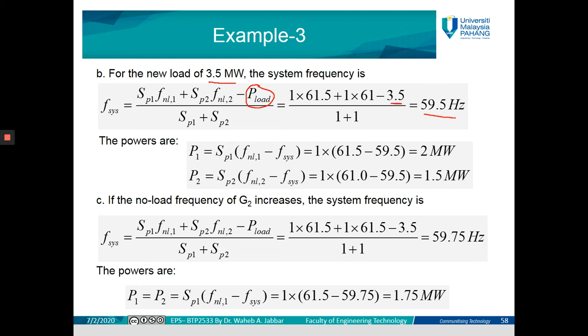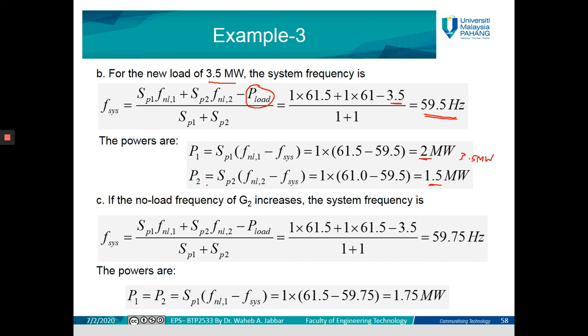And the new frequency that we got, that means if we increase the load on the system to 3.5 megawatt, the frequency of the system will drop by 0.5 hertz. So the new frequency will be 59.5. Then we substitute in the equation to calculate how they will share the load. You can see here the first generator takes 2 megawatt and the second will take 1.5. So here the total is 3.5 megawatt.